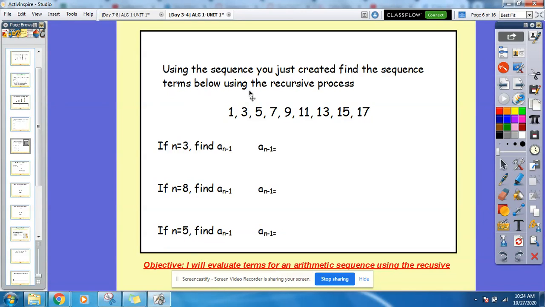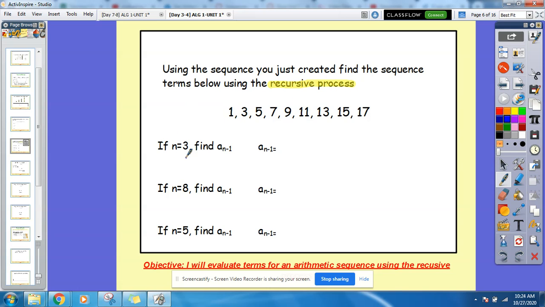Okay, guys, so in this example, we have our same sequence, and we want to evaluate terms using sequence notation, but we're going to look at what's known as the recursive process, okay? Before, we just looked at the term number and found it. The recursive process works a little differently. It's like a two-step problem.